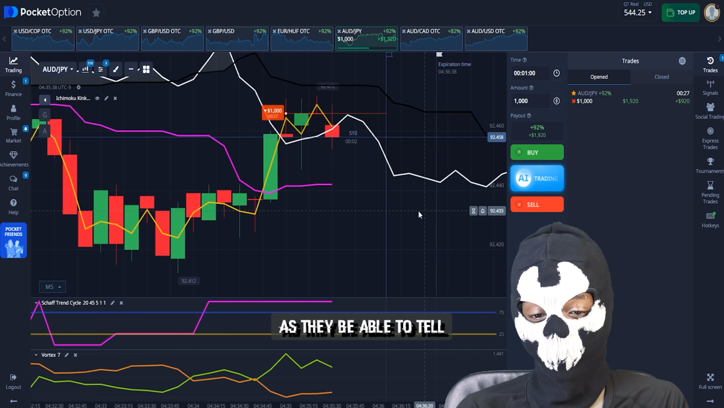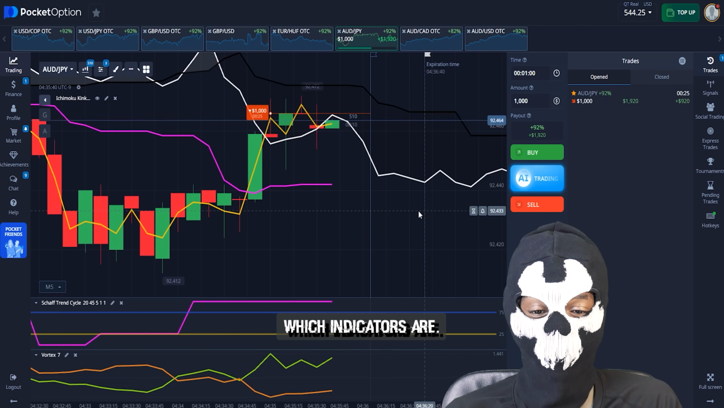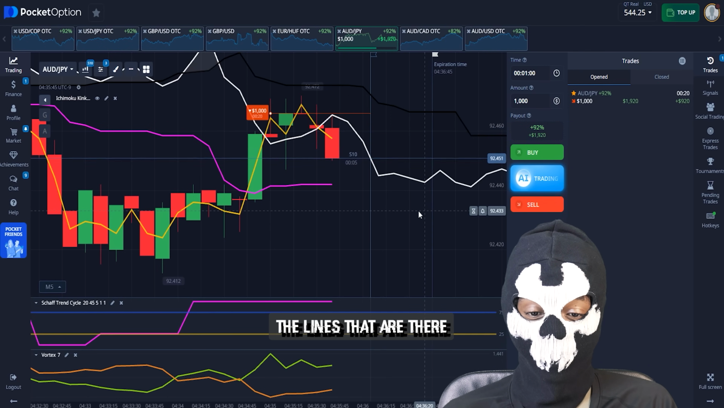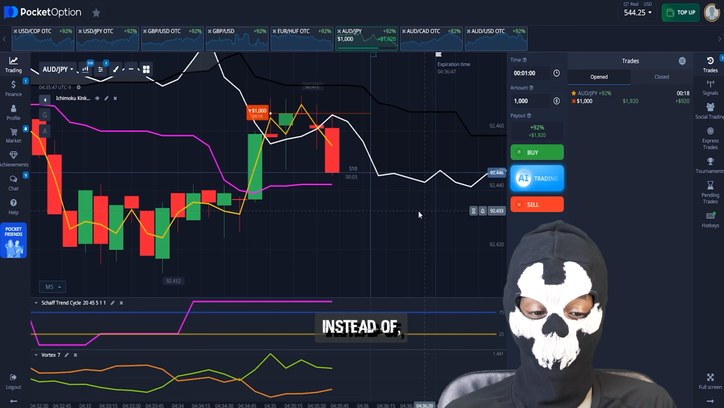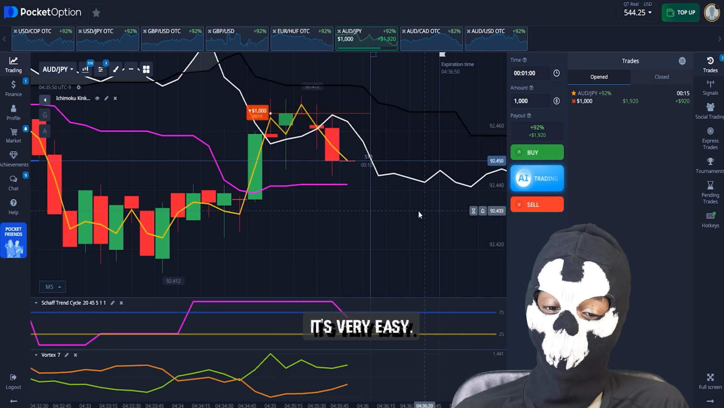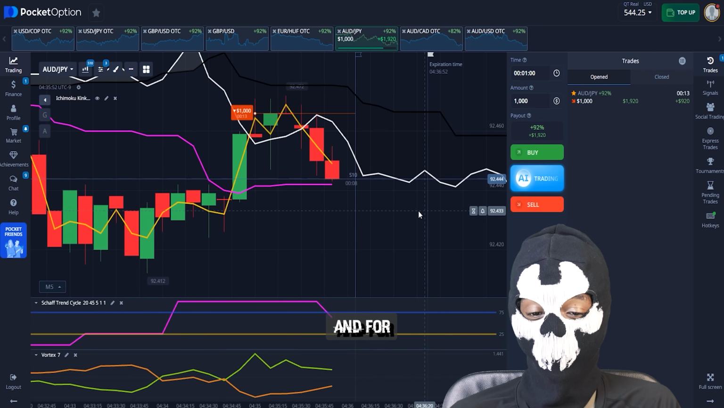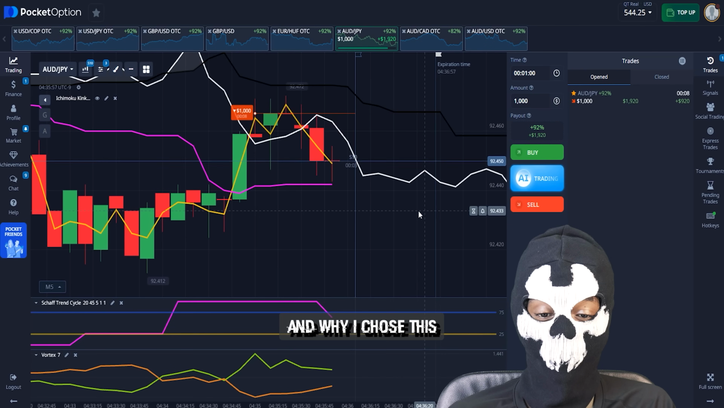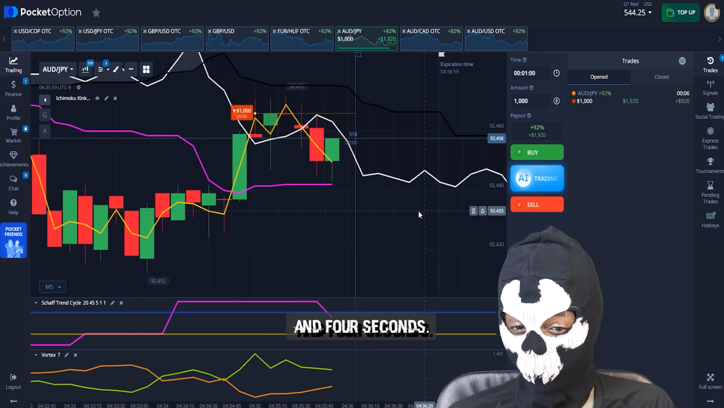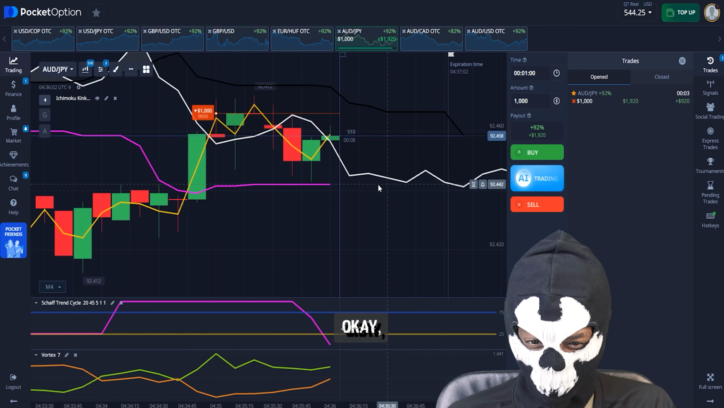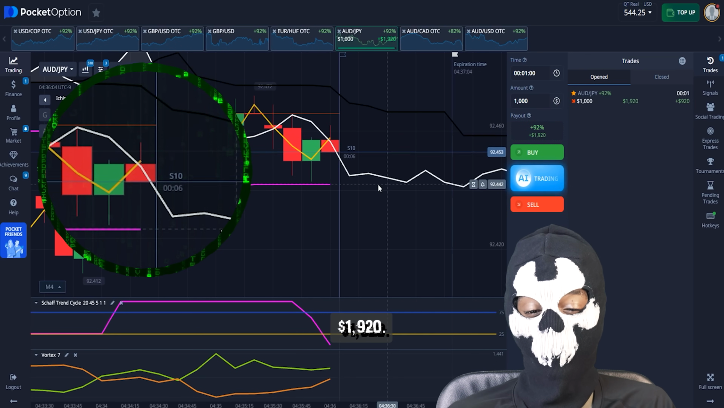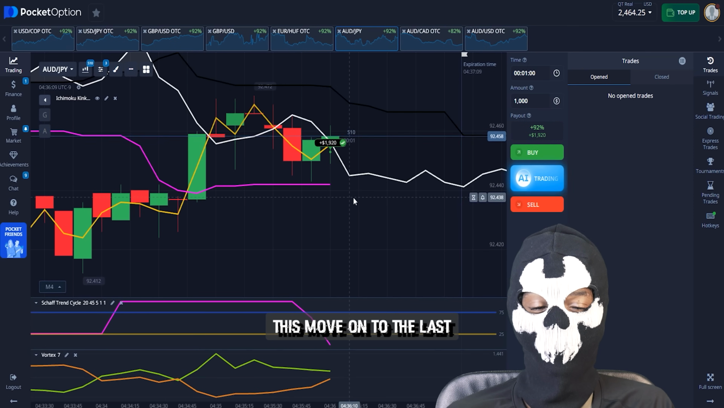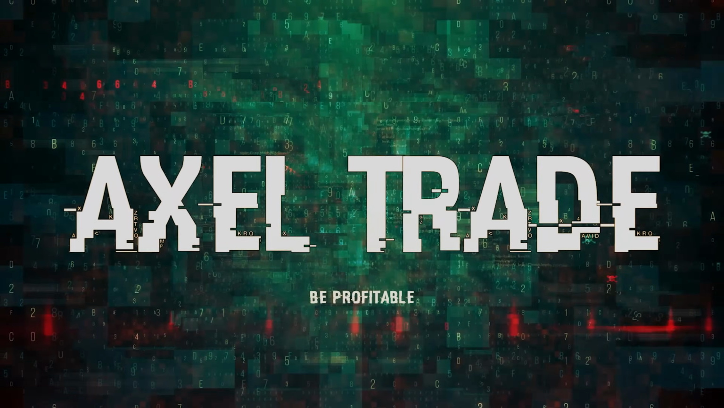For my intermediate users, they may be able to tell which indicators I'm using at the moment just by looking at the lines that are there, instead of seeing the names. For them, it's very easy. And for the guys who have been here with me for a long time, they understand what's going on and why I chose this. And 4 seconds, oh come on, okay, there we go, $1,920, easy as it can be. Let's move on to the last and final trade of the day.